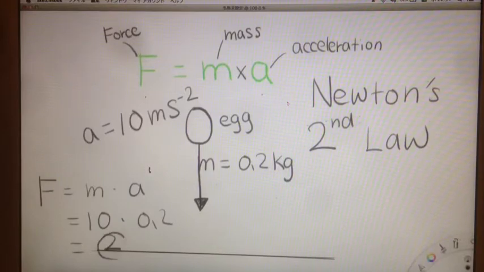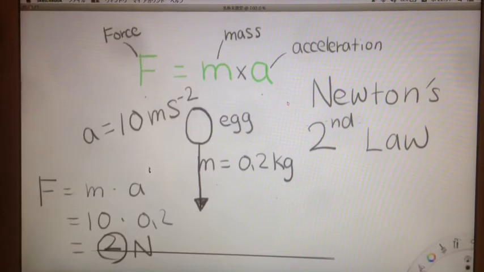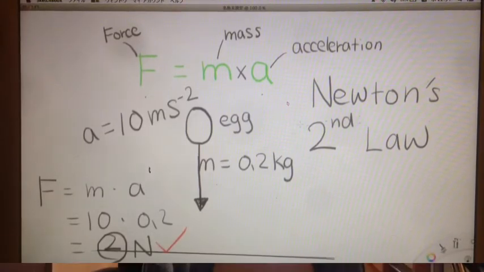2 what? 2 newtons. Exactly, newtons, as in the unit of force, named after Isaac Newton, who came up with all these laws, as you worked out from Newton's second law. The name kind of states it. Good job.